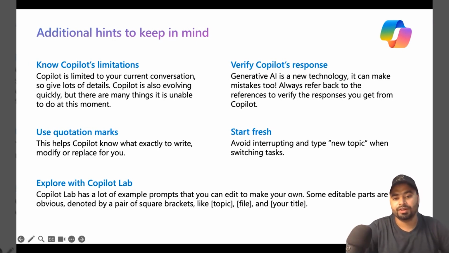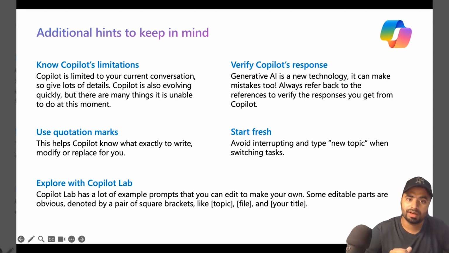You can use quotation marks to be even clearer when trying to create, modify, or replace a piece of text. You can always start a new conversation by pressing or typing new topic. This is handy for switching tasks or clearing Copilot's memory. And lastly, be sure to check out Copilot Lab. In Copilot Lab, there are many sample prompts that map to Office 365 applications, and you can add to them and make your own.